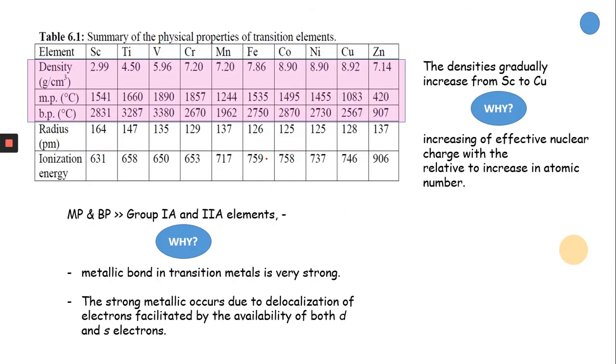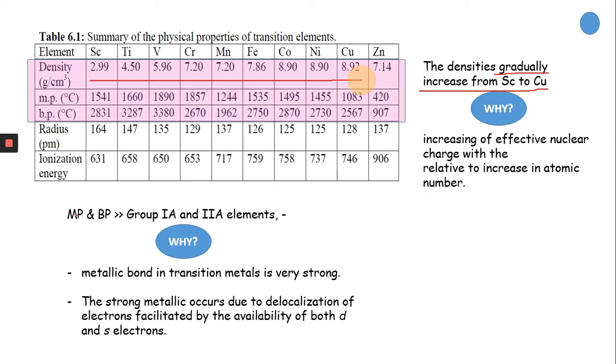Okay, now we move on to the physical properties of the transition elements. In this case, if we look at the density, it is gradually increasing from scandium to copper. Okay, from scandium to copper, it's actually gradually increasing. So why? Because when you move across the period, the effective nuclear charge increases relative to the increase in the atomic number. So if the atomic number increases, meaning the mass increases, thus it causes the density to increase.